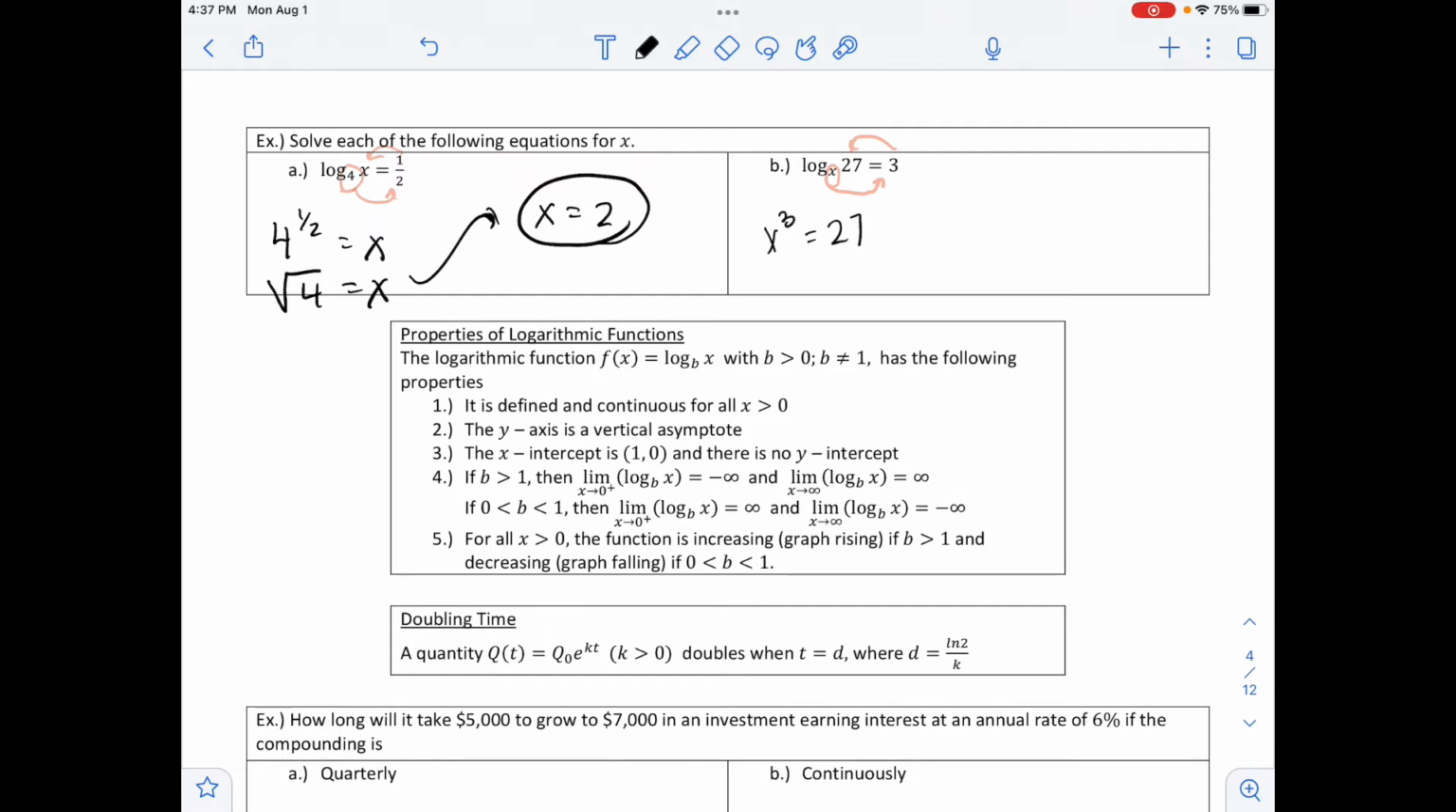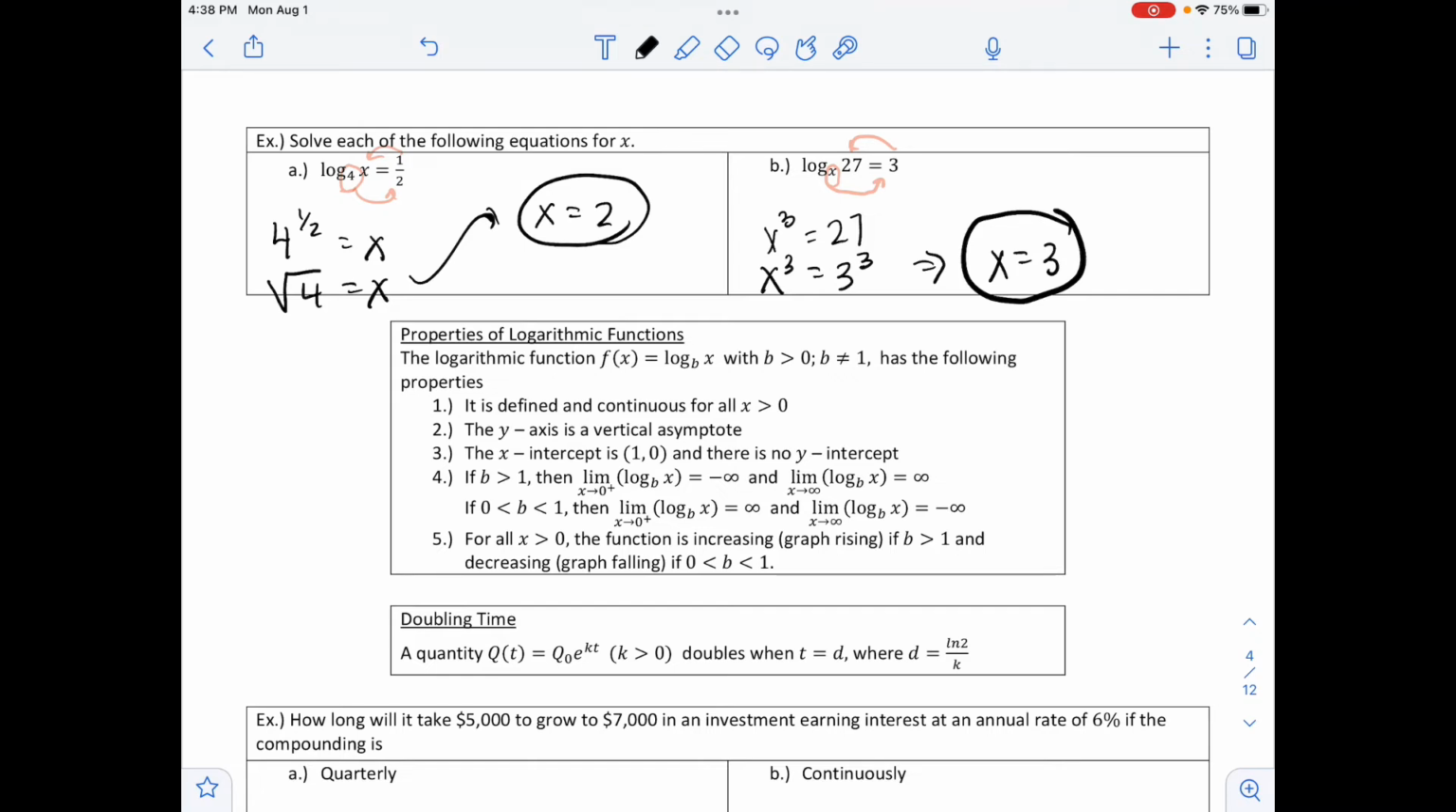And so we have some different ways that you can solve this, definitely taking a cube root on both sides, or you might just notice that 27 is the same as 3 to the third. And since these are both raised to the same power, we know that x must be equal to 3.